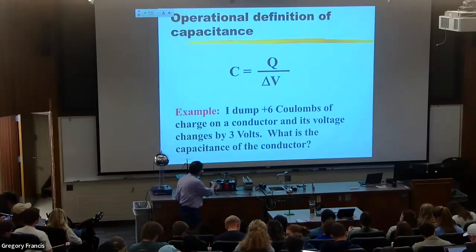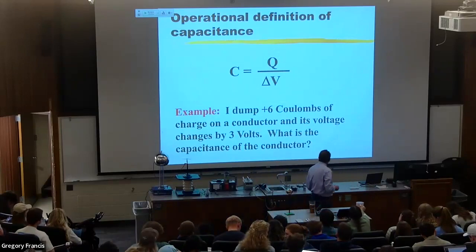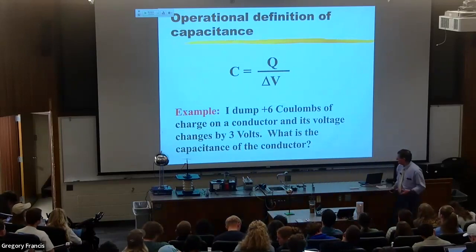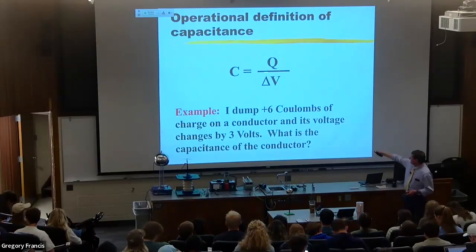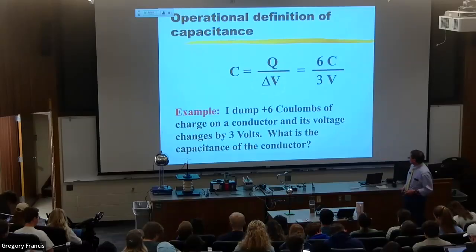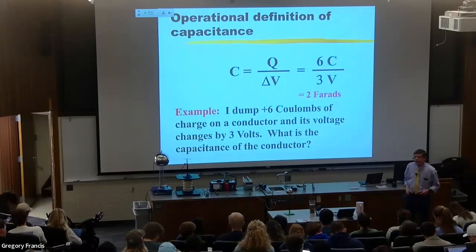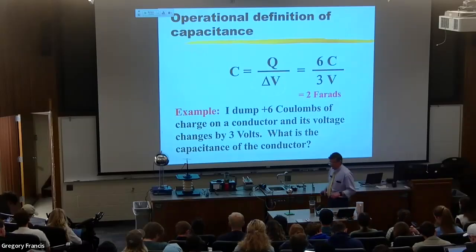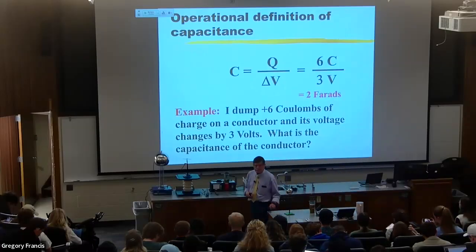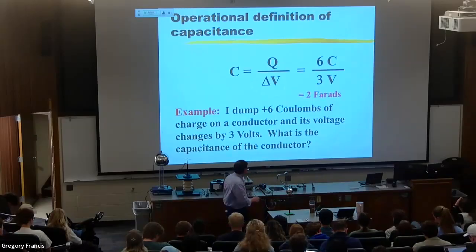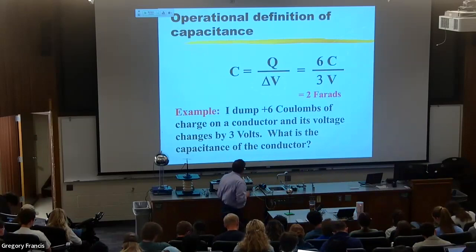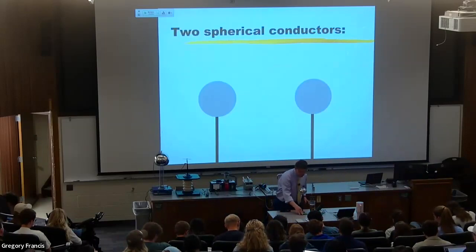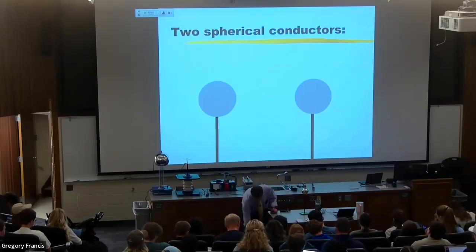Now, suppose I told you that I dumped 6 coulombs of charge on that conductor and its voltage changes by 3 volts. What's the capacitance? Well, I would plug in 6 coulombs, I would plug in 3 volts, and I would get 2 farads. A farad is named after Michael Faraday, a great physicist. And a farad is just, as you can see, a coulomb for each volt. It's just a fancy way of saying a coulomb for each volt, okay? Now, typically, we don't have just one conductor, we have 2.